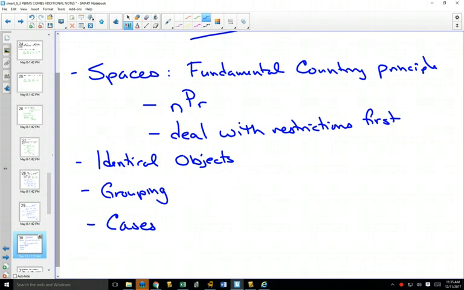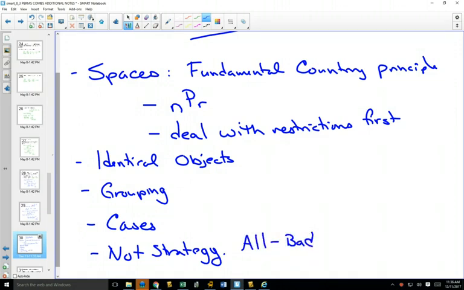And a strategy that comes up within these ones that we'll put down as well is our not strategy. Sometimes it's easier to count what should not happen and subtract it from the total. Like we saw when Jill and Bill cannot sit together. It was easier to count all of them and subtract the bad ones as our not strategy.